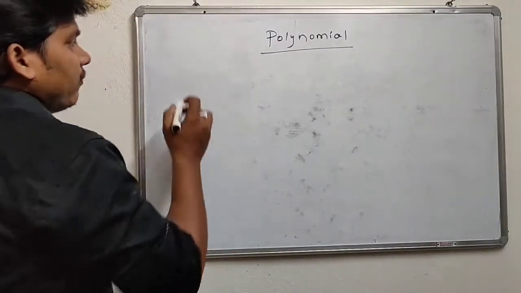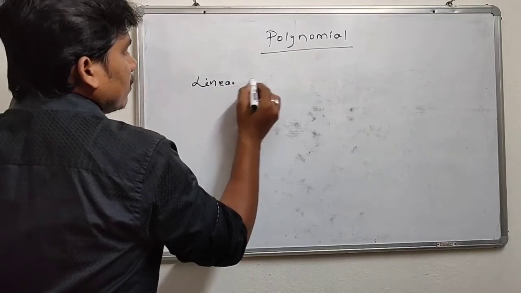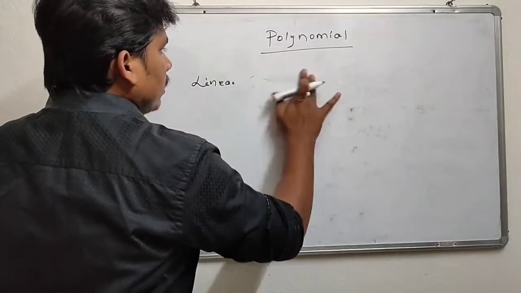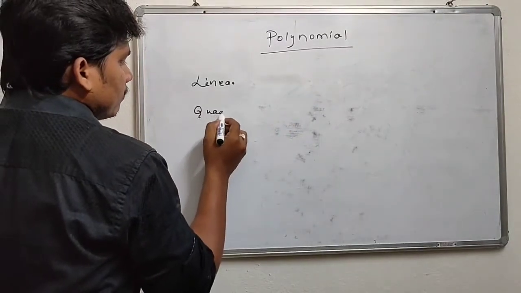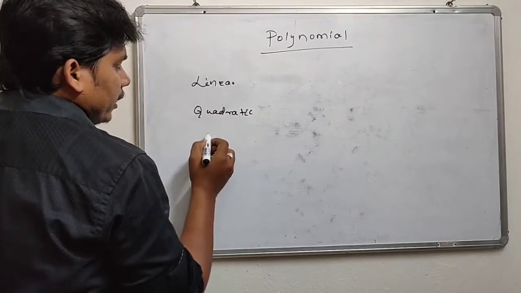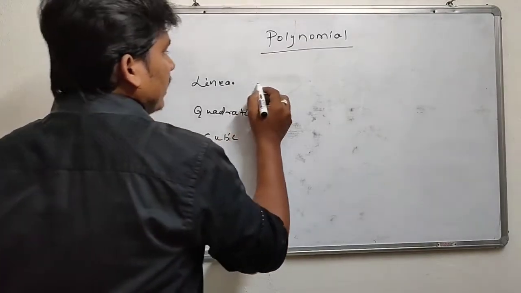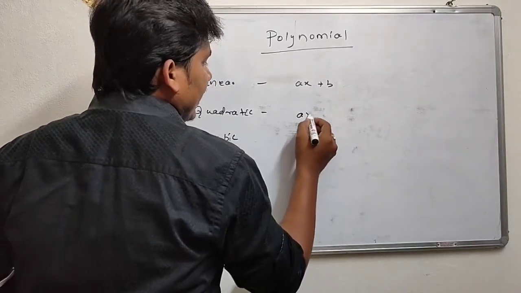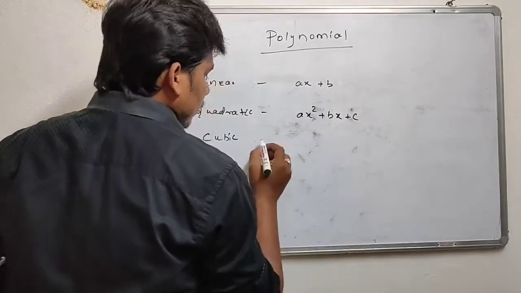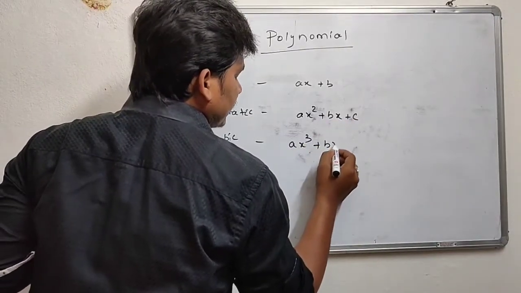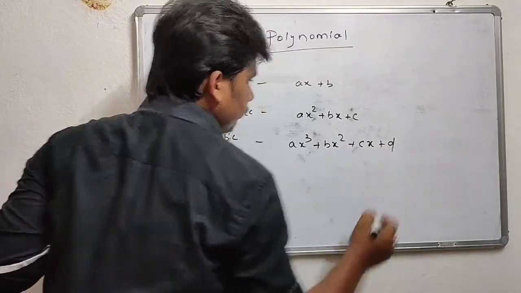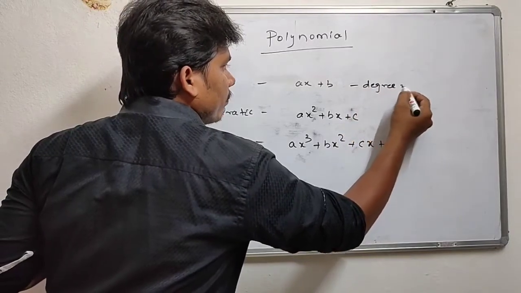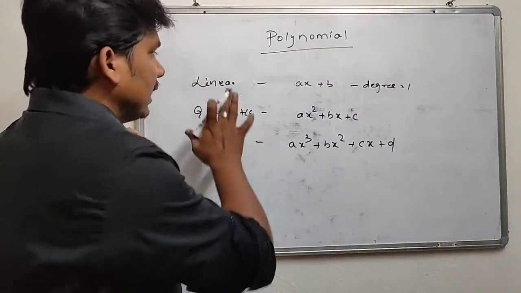What is that? If I say for the linear equation or for the linear polynomial, and for the quadratic and cubic: for the linear, ax plus b; for quadratic, ax square plus bx plus c; for cubic, ax cube plus bx square plus cx plus d. Remember, here the degree is one, that's why this is linear.